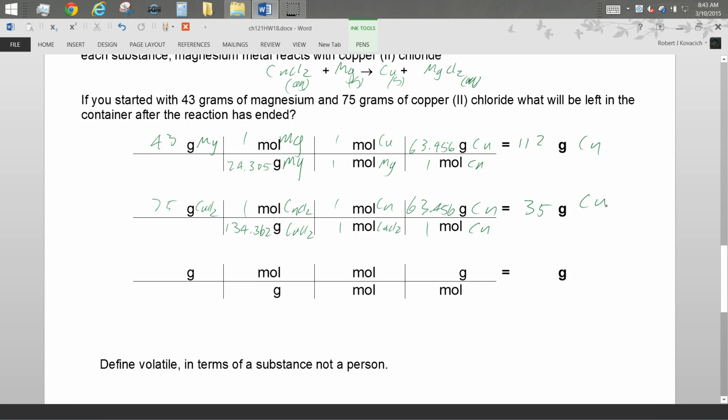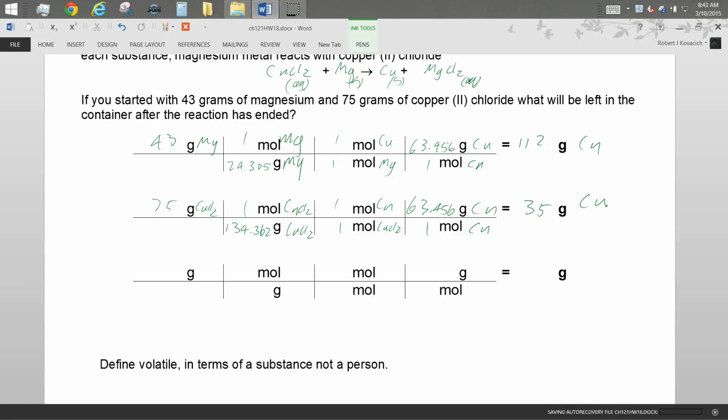Okay, so the first railroad track that I started with the magnesium, what's that tell me? Explain what that entire equation is about, that calculation. It takes 43 grams of magnesium to make 112 grams of copper, if you have enough of the copper 2 chloride.